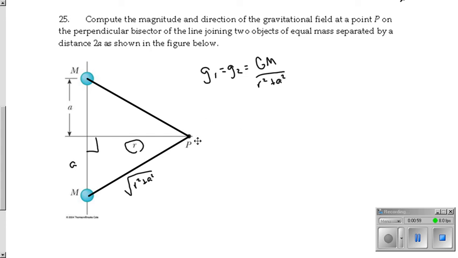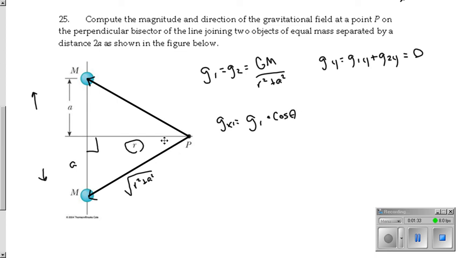Now we can see that one's pulling this way and the other is pulling this way, so our vertical components cancel out. And so we're left with just our x components. Okay, so g_y is going to equal g_1y plus g_2y, but those are adding to 0. So g in the x direction then is going to be g_1 times the cosine of angle theta, which is this one right here, angle theta.